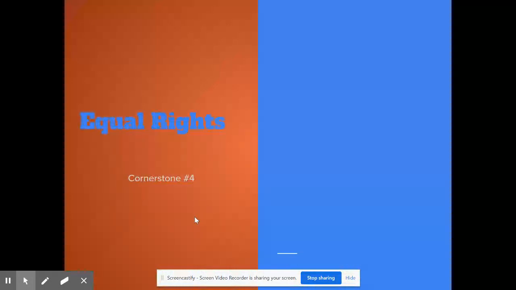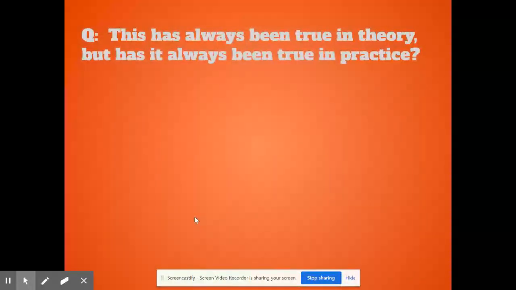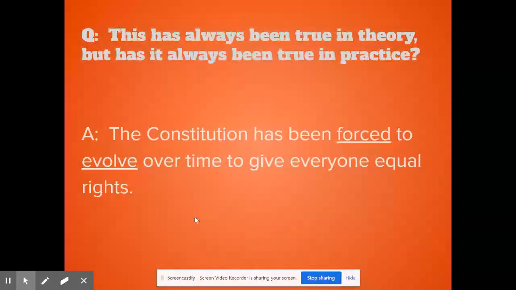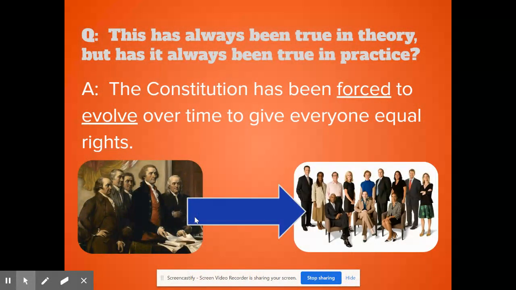And the final cornerstone is equal rights. The Constitution guarantees all people equal rights. This is something that's been true in theory, kind of on paper, but not always in practice throughout our history. There's been an evolution constitutionally to try to get to that place where everyone does have equal rights.